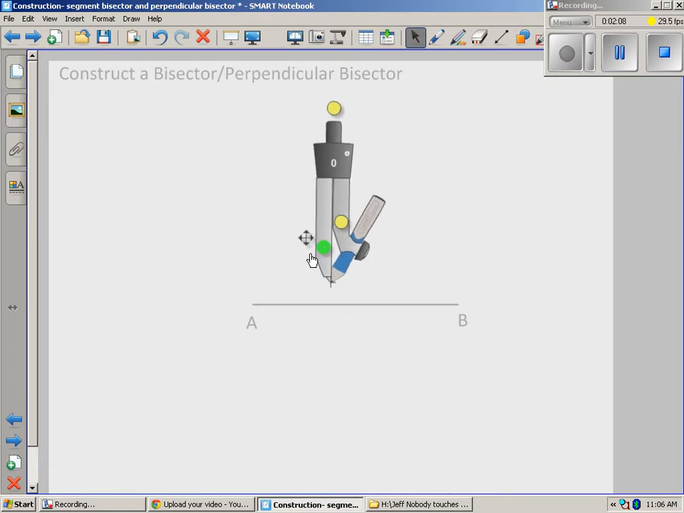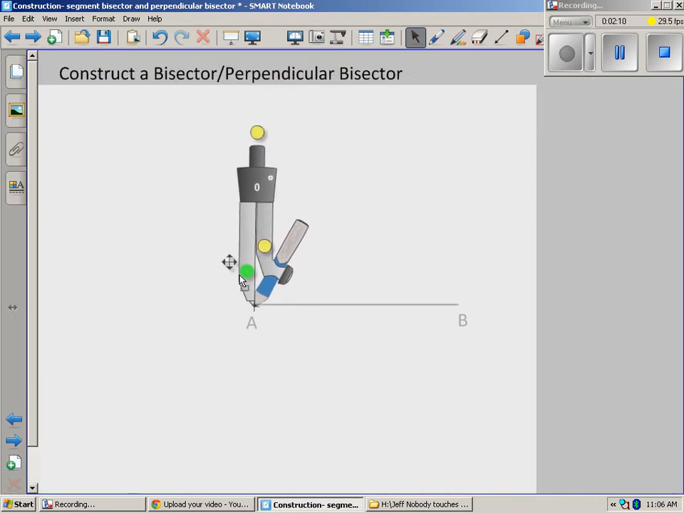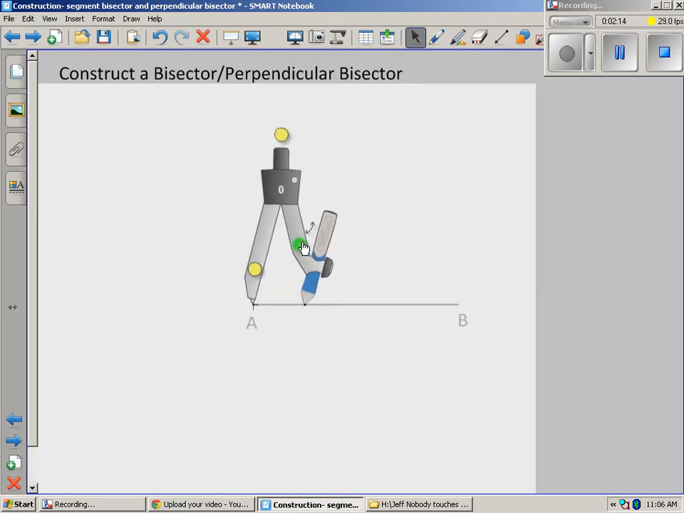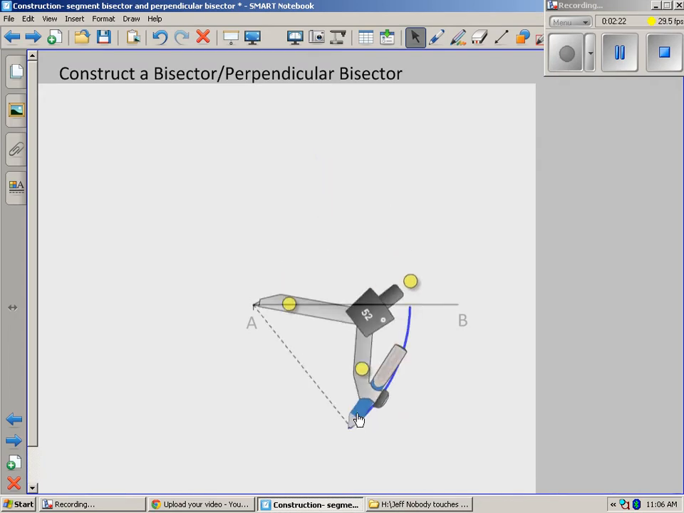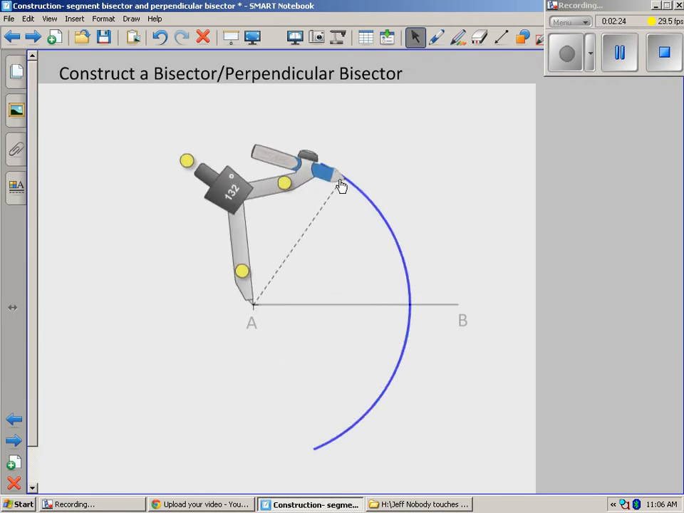So the first thing you need to do is set your compass point on one of the endpoints, and then stretch the compass out so that it is over the halfway mark. And it could be well over the halfway mark. I wouldn't try to hit the halfway mark. I would go well over it. And then I swing a big arc that goes something like that.